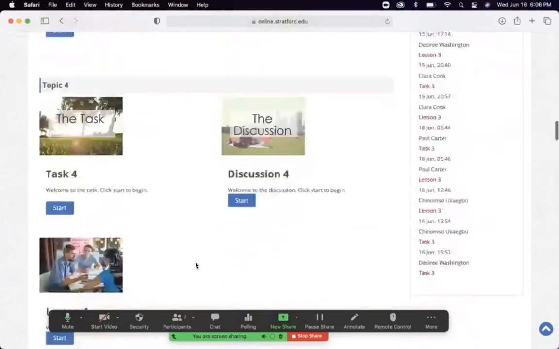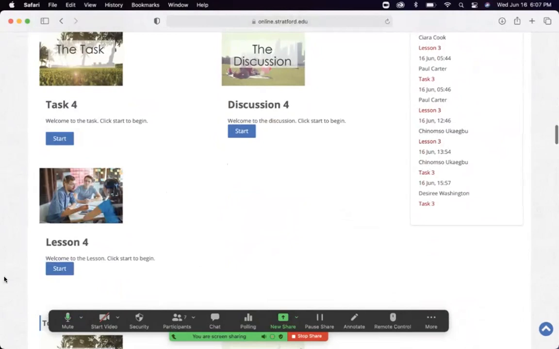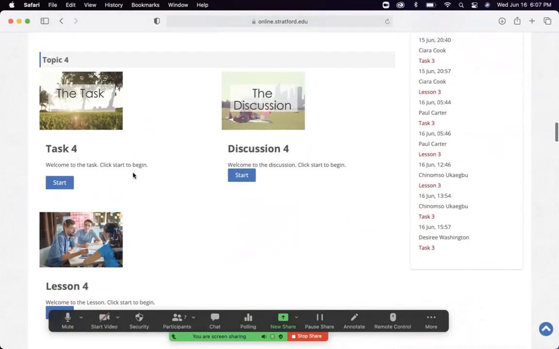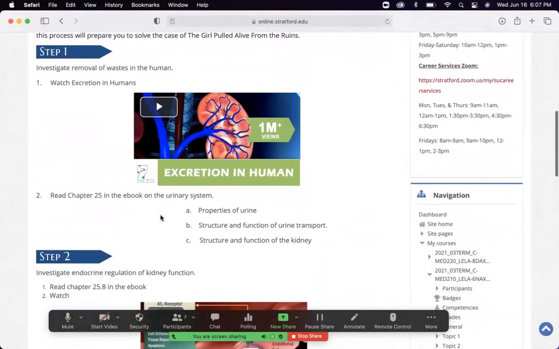Oh, what are we doing tonight? And remember, I have to reiterate, do not do lesson 4 for next week. You should be only handing in task 4, discussion 4 for next week, because you have a midterm to do. So what are we doing this week?